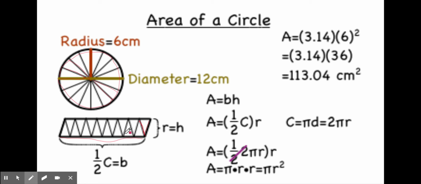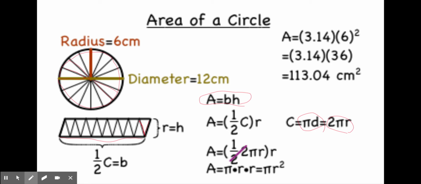And if you count the number of pizza slices here, you get your base times height. And we know that for a rectangle, it's base times height, right? For a rectangle, area equals base times height. Now, if we sub in some of the different parts of what we already know, like with circumference, we know that circumference is 2 pi r, or pi d, for our circumference.